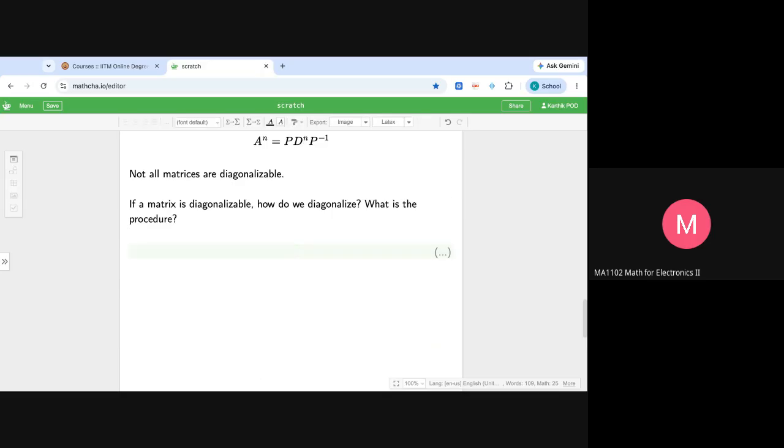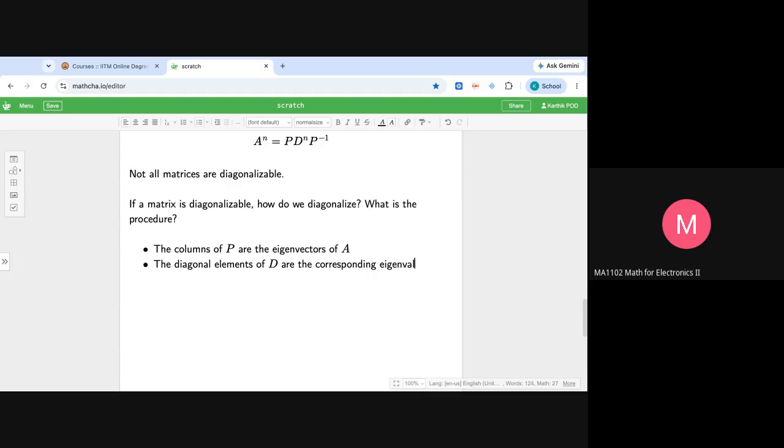So the idea is, I'm stating all of these things without proof, right? The columns of P are the eigenvectors of A, and the diagonal elements of D are the corresponding eigenvalues. So if you can find the eigenvalues and the eigenvectors of A and put them in the columns of P and the diagonals of D, then you are done. That is the procedure, or the algorithm as we call it.